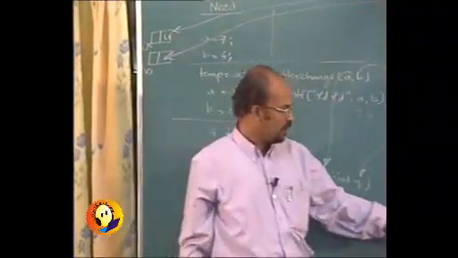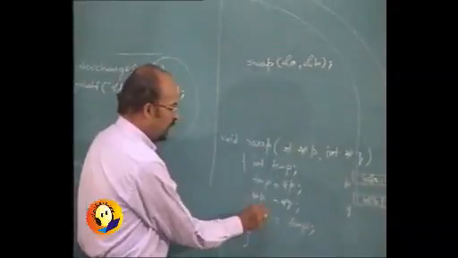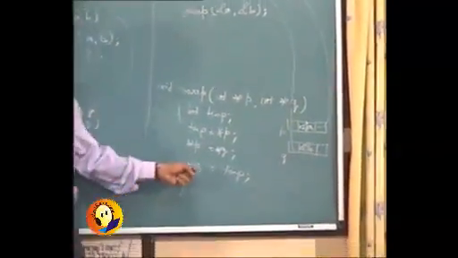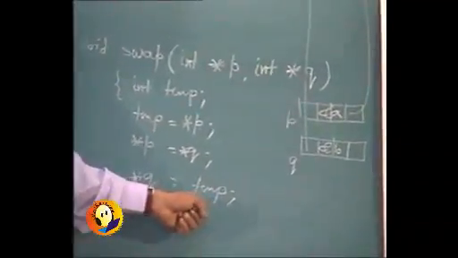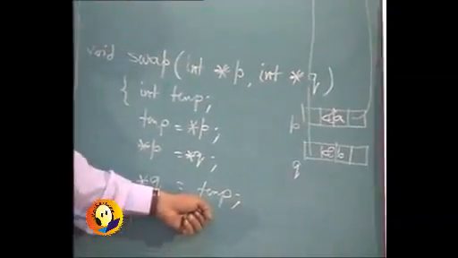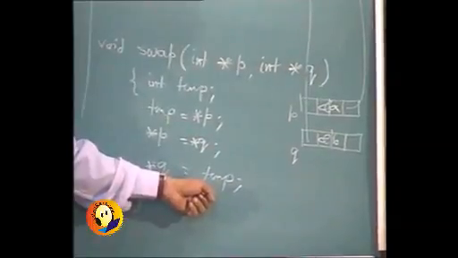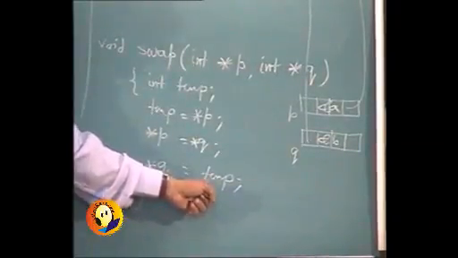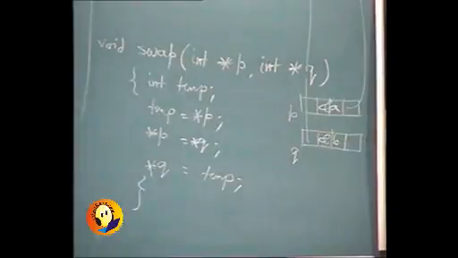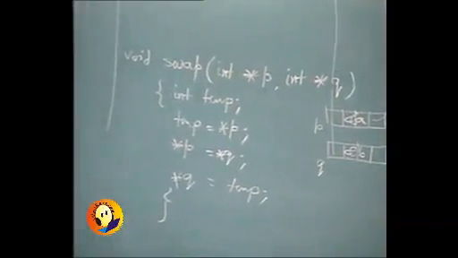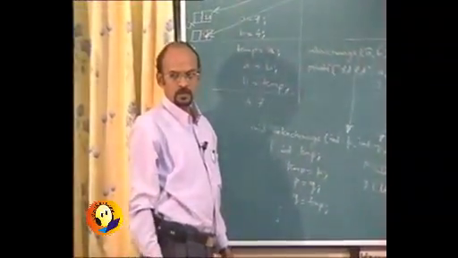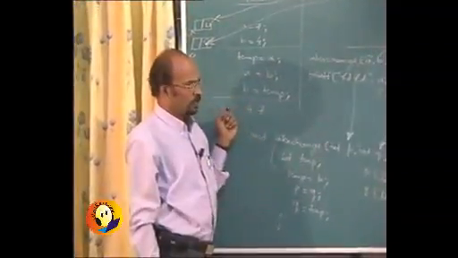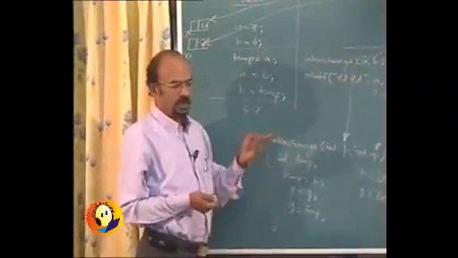And then again star Q equal to temp. That means value at the location pointed by Q should be the contents of temp. Temp right now contains 7. So value at the location pointed by Q will now become 7. So it will be 7. And when I come out and print values of A and B, now the output will be 4 and 7. Okay? Make a note. Any difficulty?